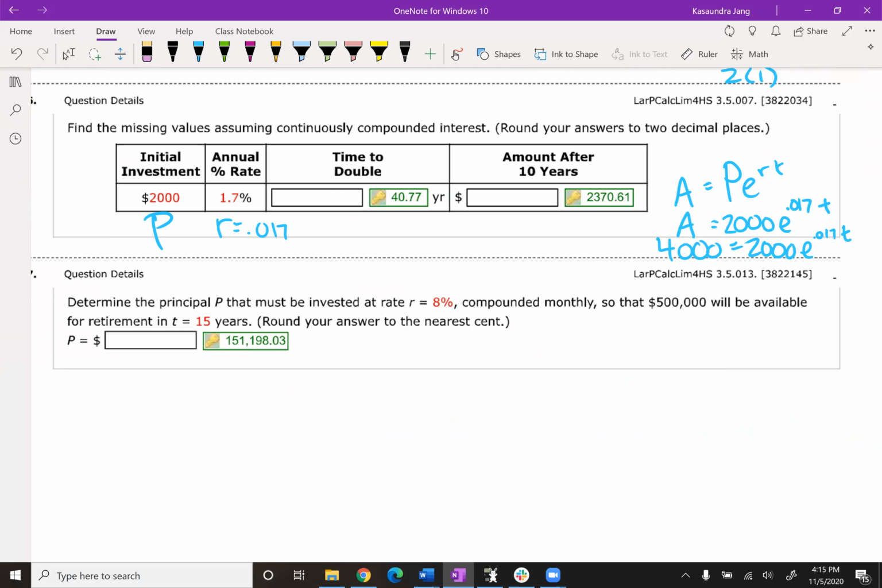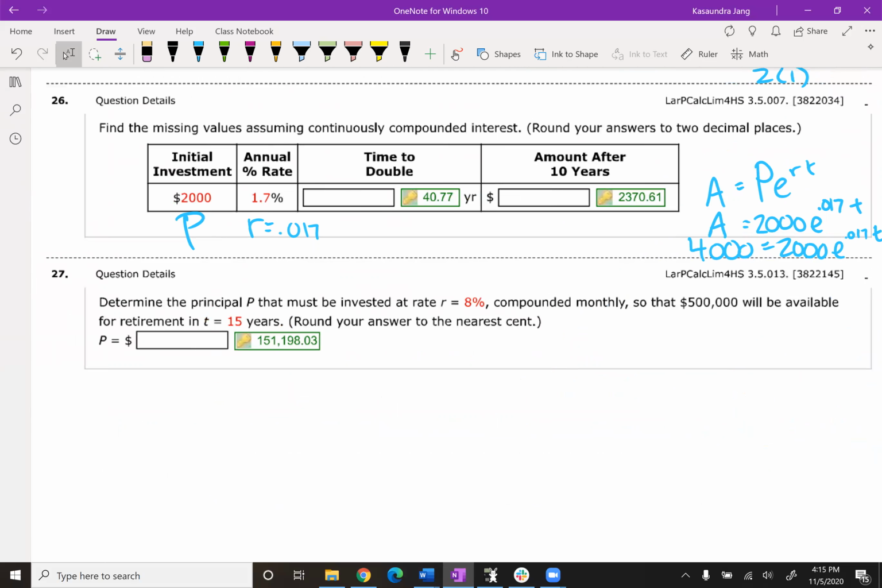Okay, so for 27, determine the principal P that must be invested at a rate of 8% compounded monthly. Okay, not compounded continuously, so I'm not gonna use the Pert formula. It's compounded monthly. I need the equation with the n in it, so my n can be 12. All right, so that $500,000 will be available for retirement in 15 years. So my initial amount, how much I start with, like P, I don't know what that is.